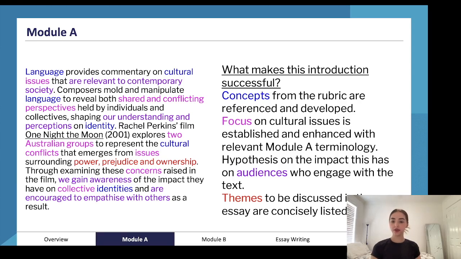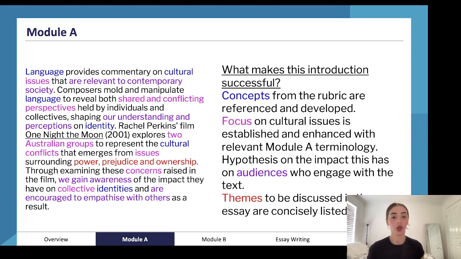So let's have a look at applying everything we just spoke about in a sample introduction for One Night the Moon. So thesis is, language provides commentary on cultural issues that are relevant to contemporary society. Composers mold and manipulate language to reveal both shared and conflicting perspectives held by individuals and collectives, shaping our understanding and perceptions on identity. Rachel Perkins' film, One Night the Moon, explores two Australian groups to represent the cultural conflicts that emerge from issues surrounding power, prejudice, and ownership. Through examining these concerns raised in the film, we gain awareness of the impact they have on collective identities and are encouraged to empathize with others as a result.